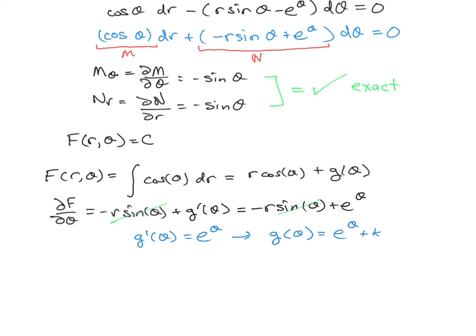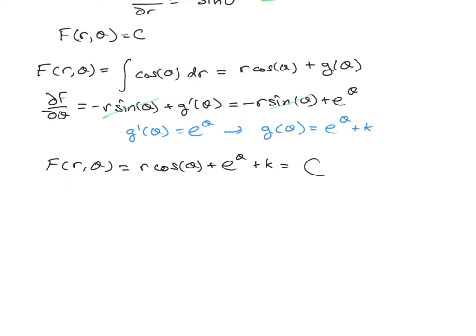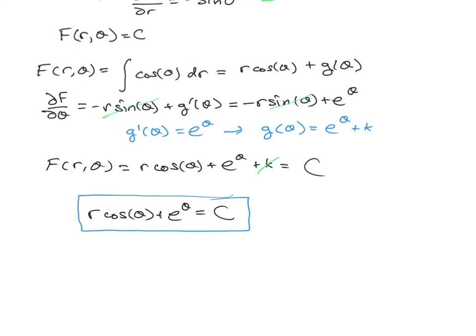So now when we build our function back, we're going to have our F of r comma theta is equal to r cosine of theta plus our g, which is e to the theta, plus a constant k, is equal to capital C. And again, in the solution of a first order equation, you never have to have two unknown constants. You can just absorb one into the other. So we'll just strike out this k, and then our solution is going to be r cosine of theta plus e to the theta equals some unknown constant c. And that is the solution of that exact differential equation.